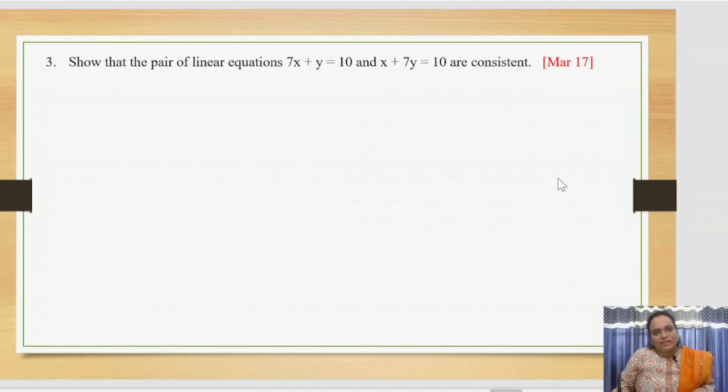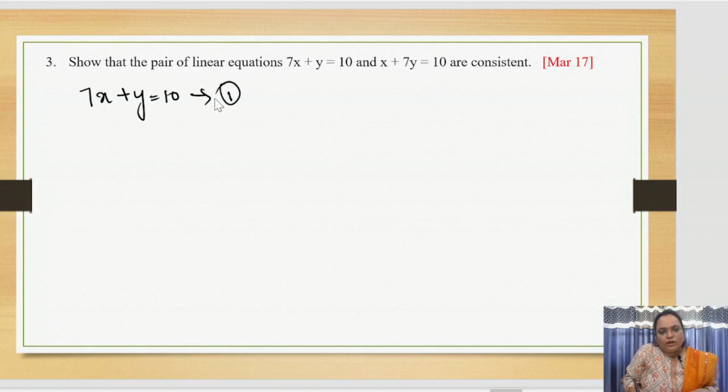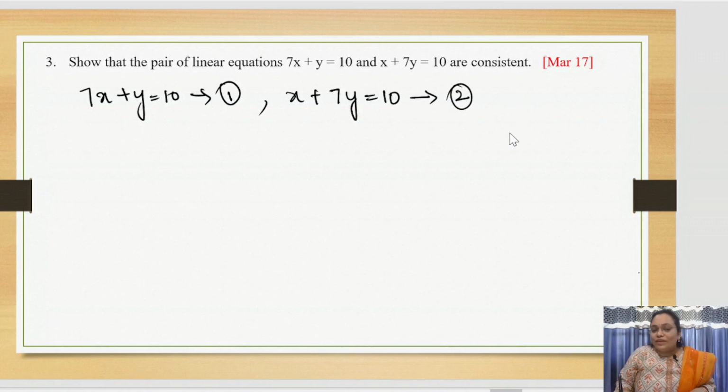So let us see the next one. Show that the pair of linear equations is consistent. They have given us two equations. What are the equations? 7x plus y is equal to 10 as equation number 1, and x plus 7y is equal to 10 as equation 2. We need to show that the pair of linear equations is consistent.